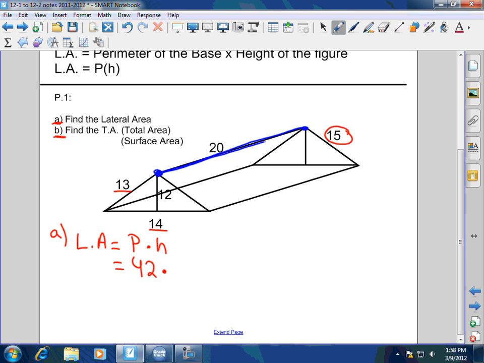The height from the base to the top. That's the height. So, that's my lateral area times 20. So, it's going to be 840.